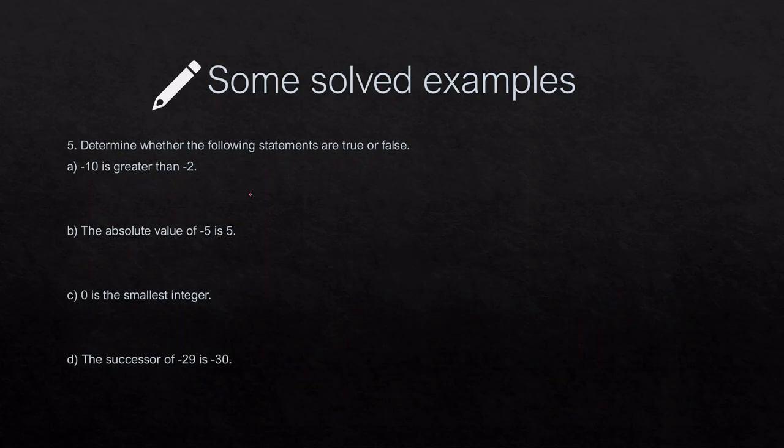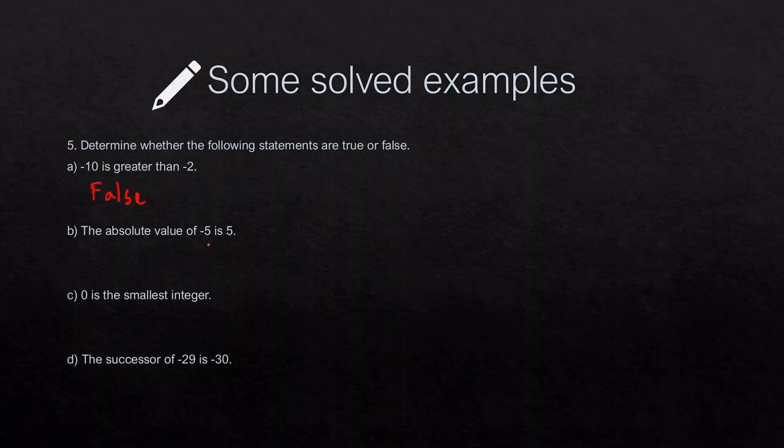Now we have come to our last question set, which is to determine whether the following statements are true or false. So here you can see that minus 10 is greater than minus 2. Is it true? No. The absolute value of minus 10 is 10, whereas the absolute value of minus 2 is 2. So the greater the absolute value, the smaller the number. So this will be false, because minus 10 is less than minus 2.